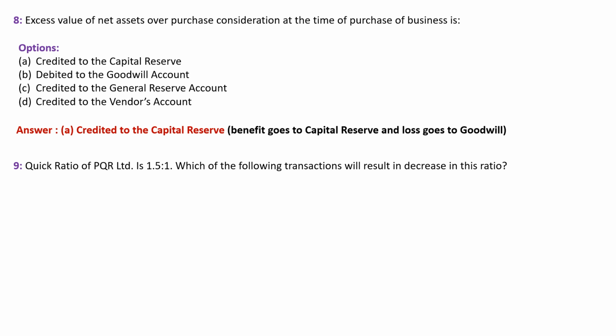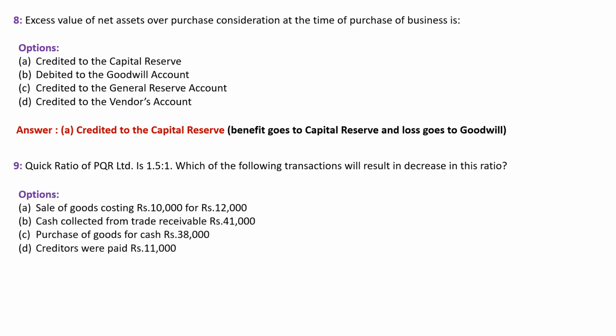Question number 9. Quick ratio of PQR Limited is 1.5 is to 1. Which of the following transactions will result in a decrease in the ratio? Option A, sale of goods costing rupees 10,000 for rupees 12,000. B, cash collected from trade receivable 41,000. C, purchase of goods for cash rupees 38,000. D, creditors were paid 11,000. So you have to be very careful while answering this question.